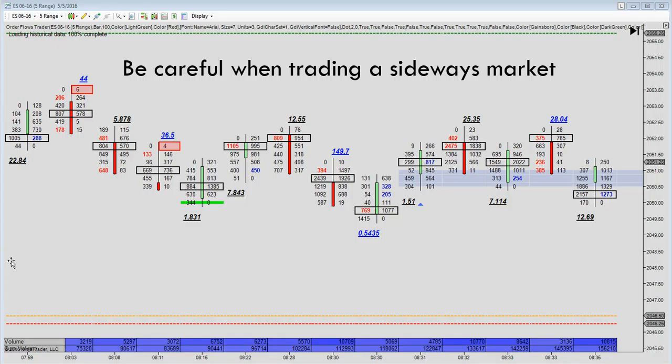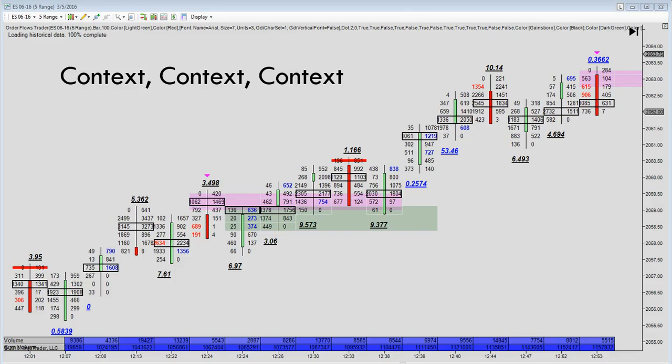I like to see the ratios after a nice move down, after a nice move up, not necessarily in the middle of an area. So you got to take things in context. So here's a nice move up, from this low here at 2055.5. Boom, we trade all the way up to 2063.25. And you'll notice, you went from a ratio right up here to another ratio. You got a couple ratios, bullish ratios here.